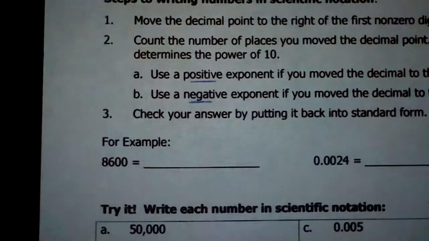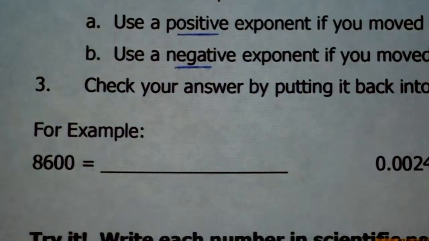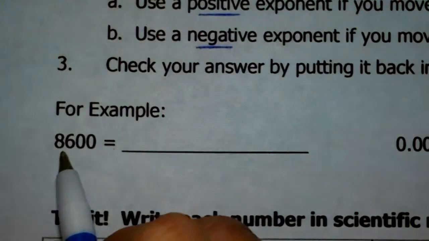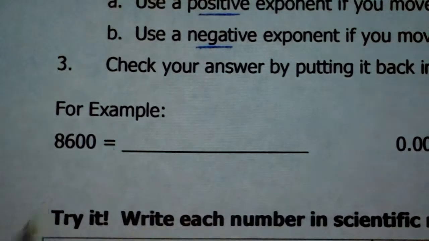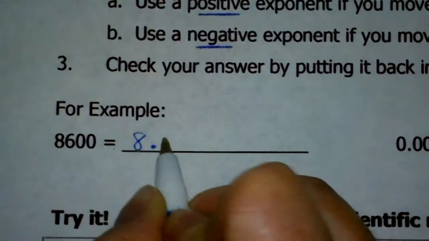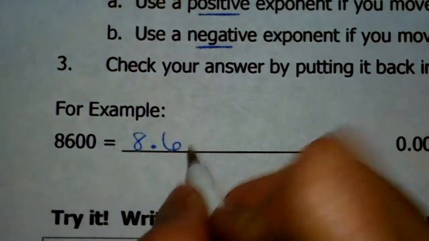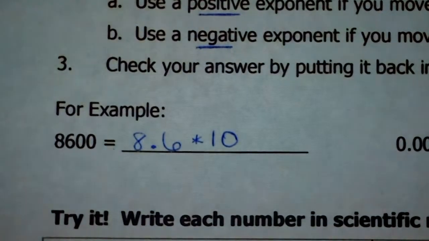Here we go. I have 8,600. If I want to write that in scientific notation, I need the decimal point to go right here between the 8 and the 6. And that's what I mean by place it to the right of the first non-zero digit. I said it again, the first non-zero digit. So I want my first number here to be 8.6. That's where I need my decimal point to be. I'm going to multiply that by a power of 10 in order to figure it out.